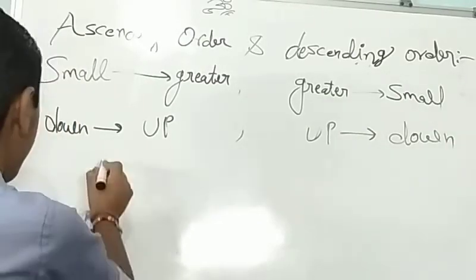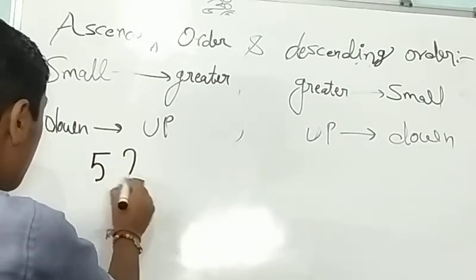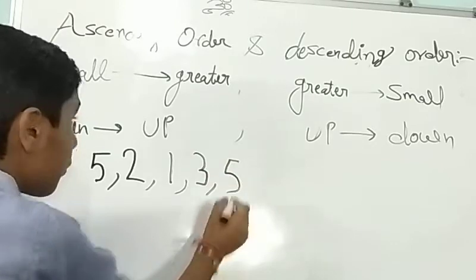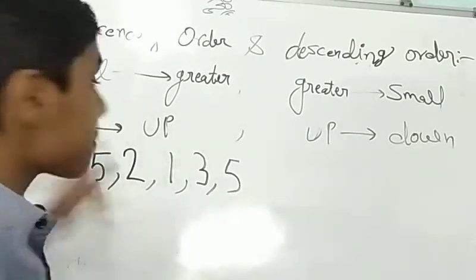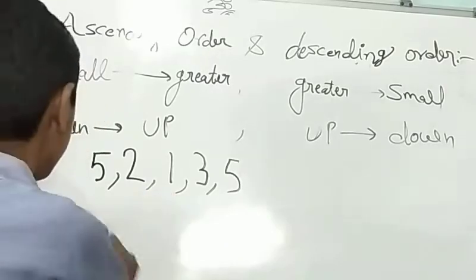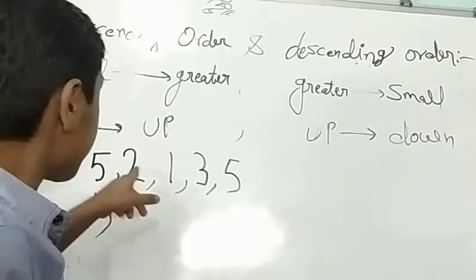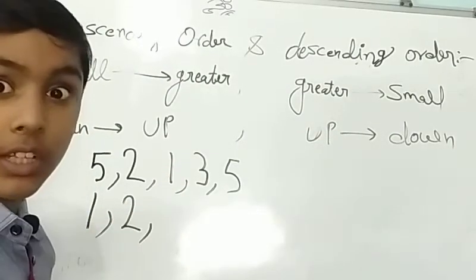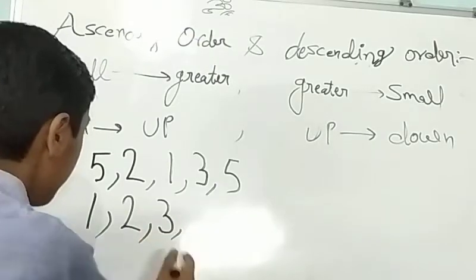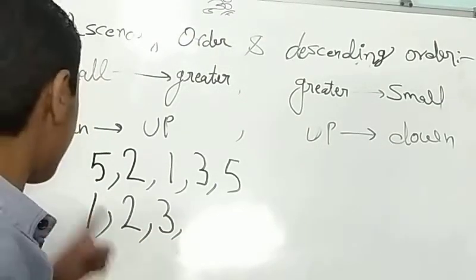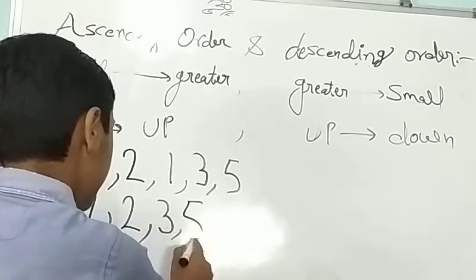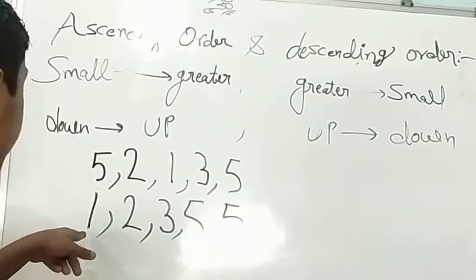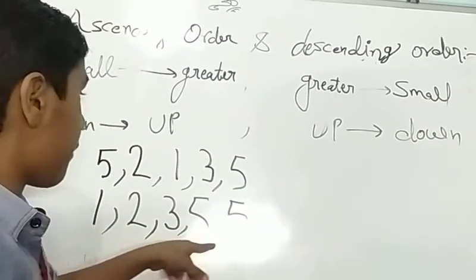Now see the numbers 5, 2, 1, 3, 5. So which is first? Smallest. First is smallest, so we will take it first. Then second is smallest, then we will take second. Then third is smallest, then we will take third. Then fifth is greatest, then we will take fifth. And here is also fifth, so there is also 5. So the answer is 1, 2, 3, 5, 5.